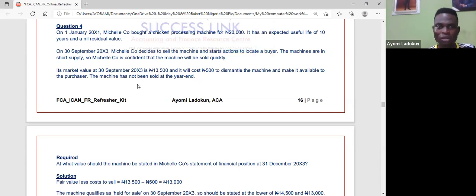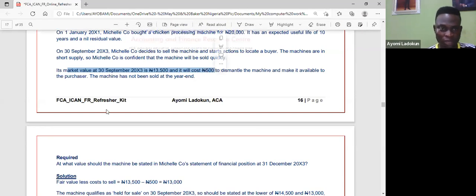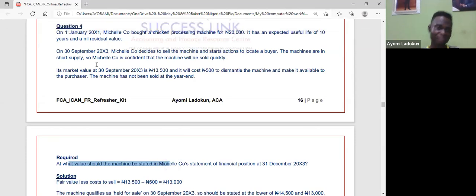Now, the machines are in short supply, so Michiko is confident that the machine will be sold quickly. The market value at this time is 13,500 and it will cost 500 to dismantle. Required: at what value should the machine be stated in the accounts? So here, the examiner did not tell me this is IFRS 5. Okay, he said, at what value?